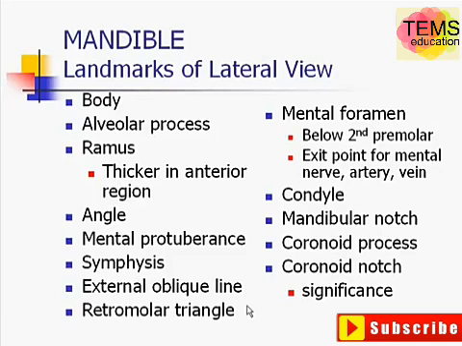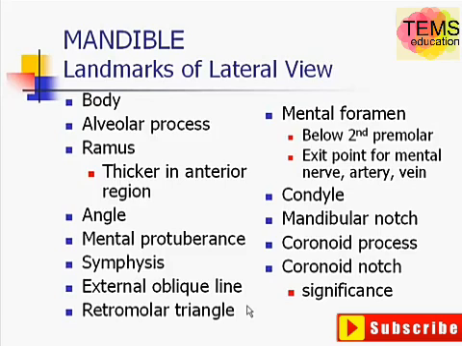The condyle of the mandible is a projection of bone from the ramus of the mandible that participates in the TMJ. This is what allows the jaw to rotate. When we talk about the mandibular notch, that's the notch located between the condyle and the coronoid process.